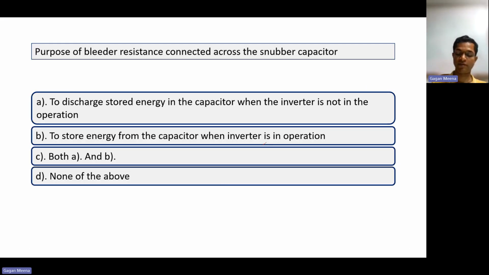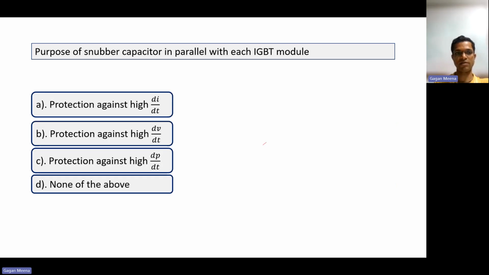Moving on to questions, we already discussed many of these questions. So let us start. What is the purpose of the bleeder resistance connected across the DC link circuit? First, to discharge stored energy in the capacitor when the inverter is not in operation. Second, to store energy from the capacitor when the inverter is in operation. What do you think? So option A is correct: to discharge the stored energy in the capacitor when the inverter is not in operation.